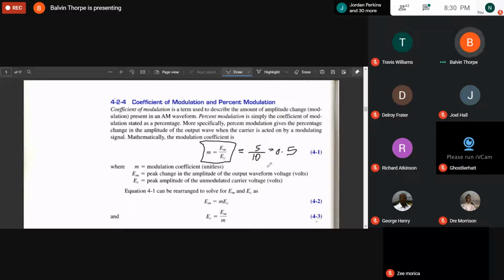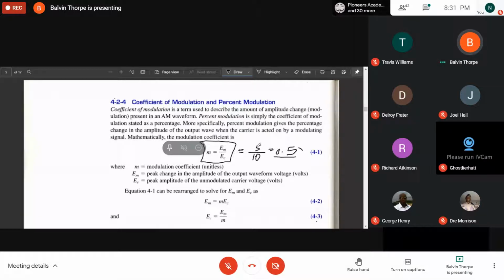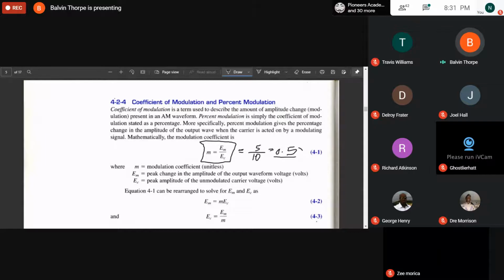All right. So this actually is a percentage. So it's a percent modulation. Percent modulation is the modulation index or the coefficient of modulation times 100. Right? That's what percent modulation is. How much percent will the carrier amplitude change in order to protect the information signal? And it's a measure of the information signal peak amplitude over the carrier peak amplitude. Am I clear? Yes, sir.